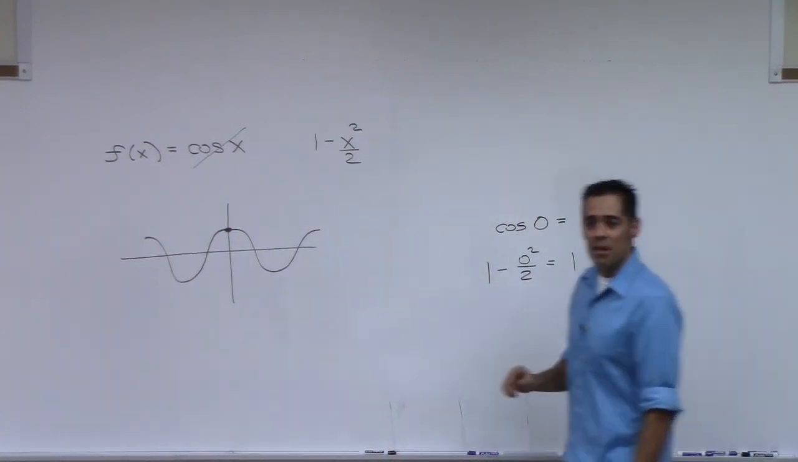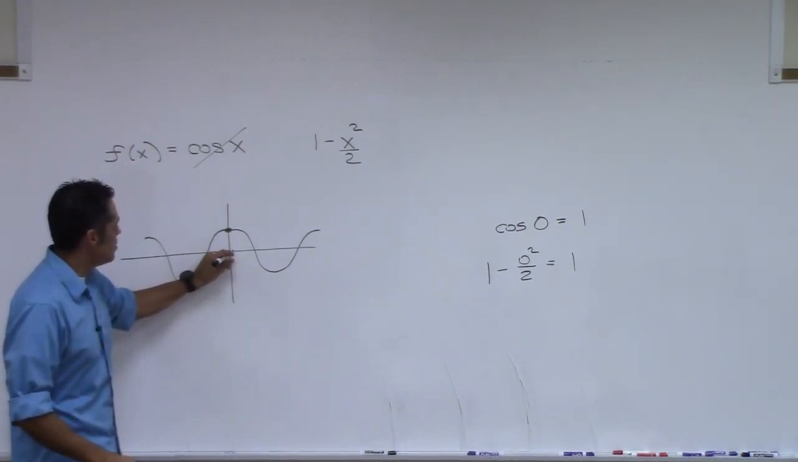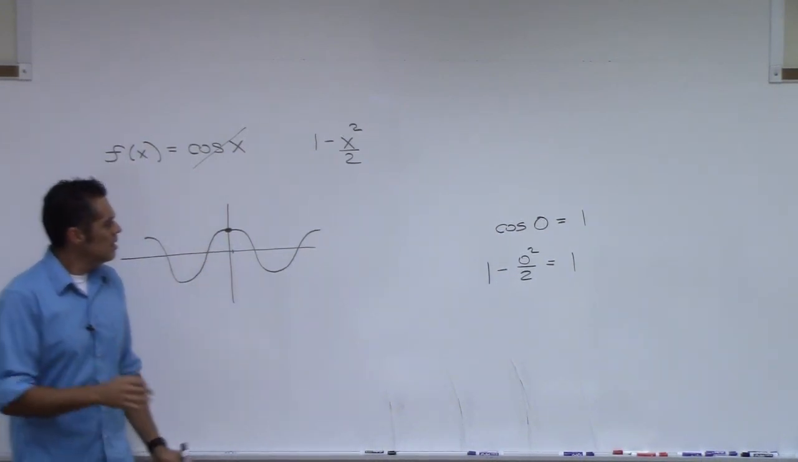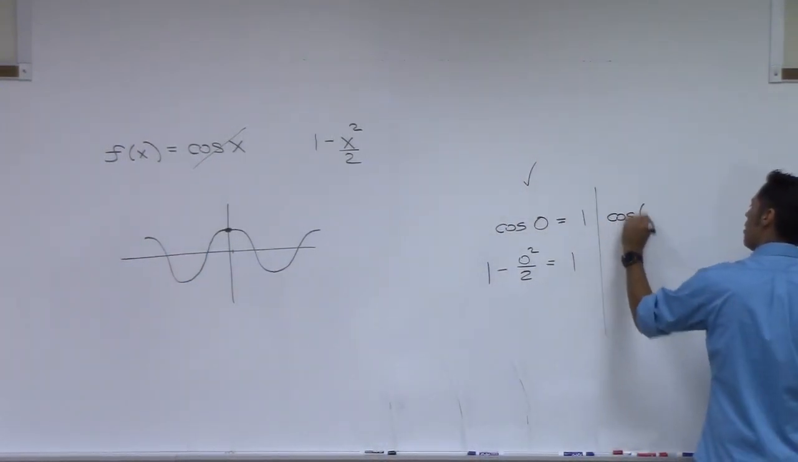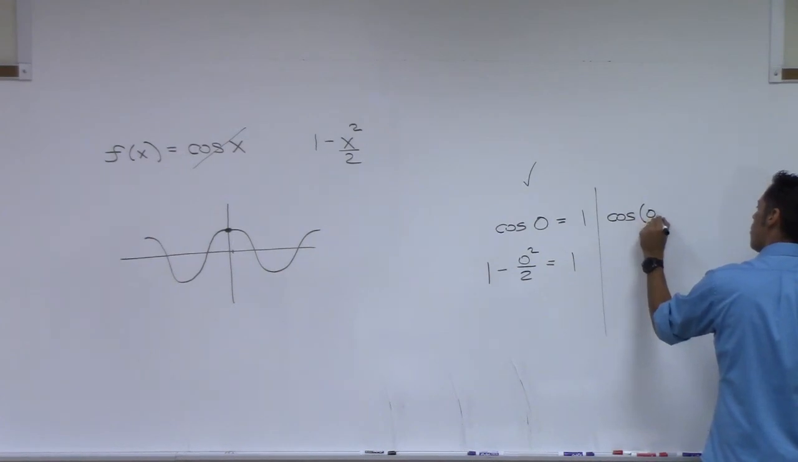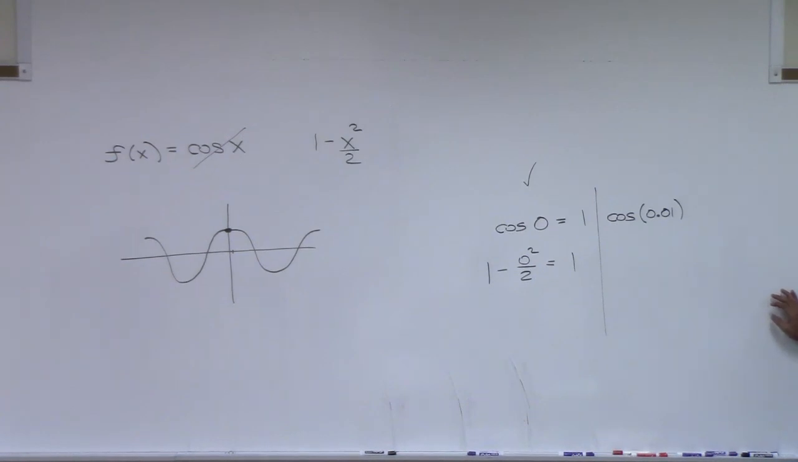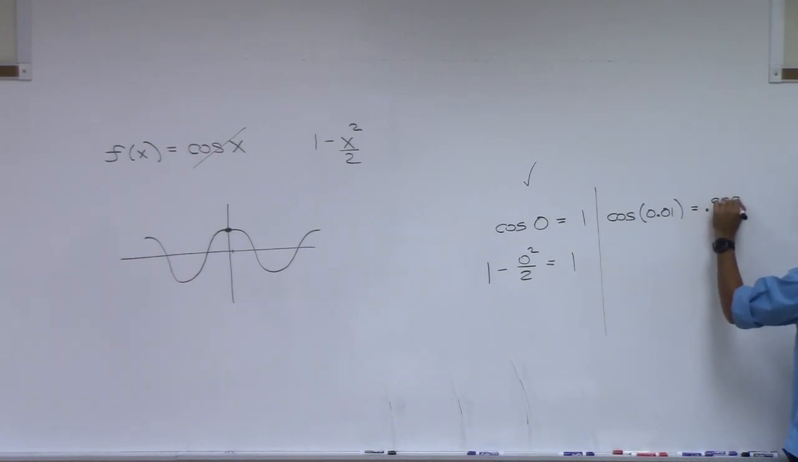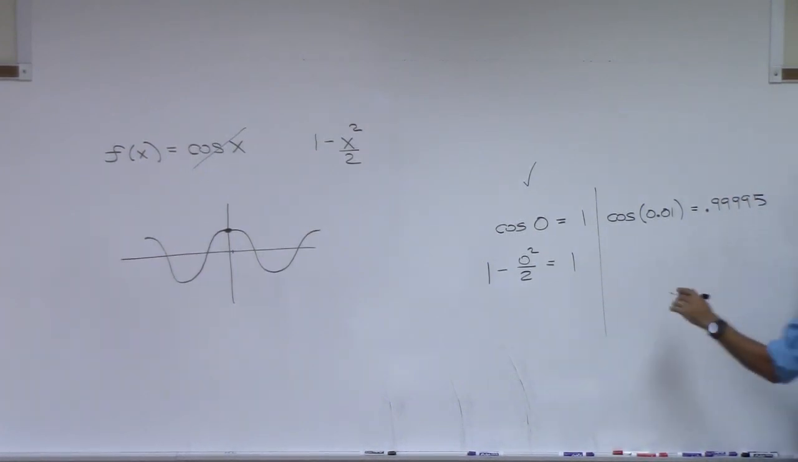But let's try something close to 0. When I say close, I mean let's be pretty close. So this checked out, right? Let's try cosine of 0.01. On your calculator, make sure you're in radians. What do you get there? 0.999? How many nines? 4 nines and then a 5. Okay, let's stop there. Let's try that in the other one.